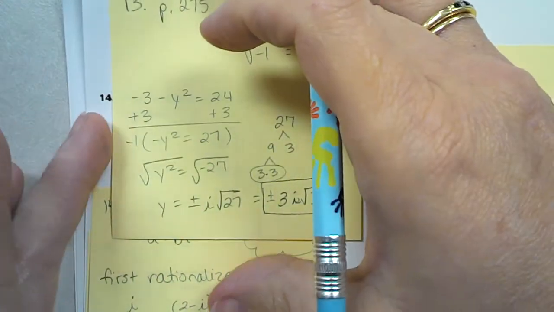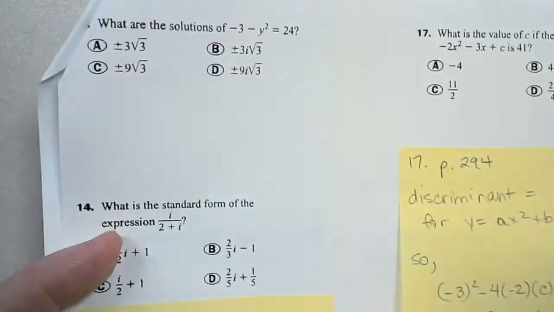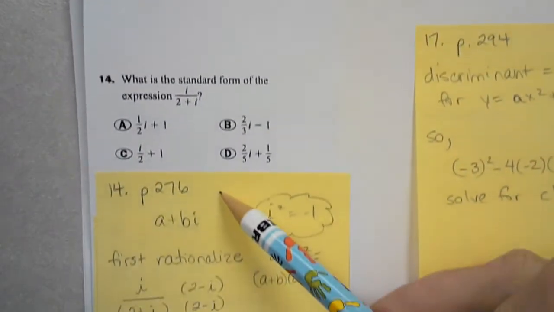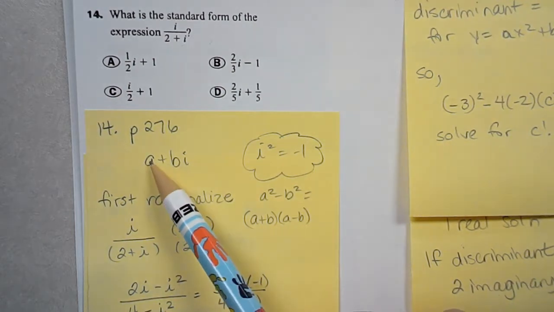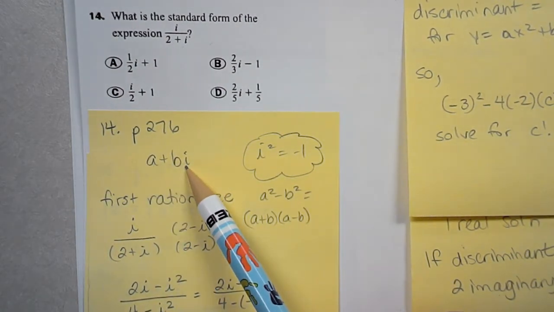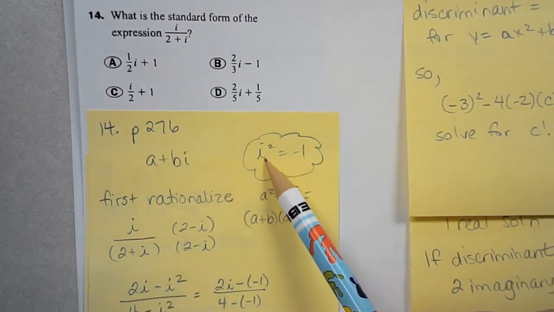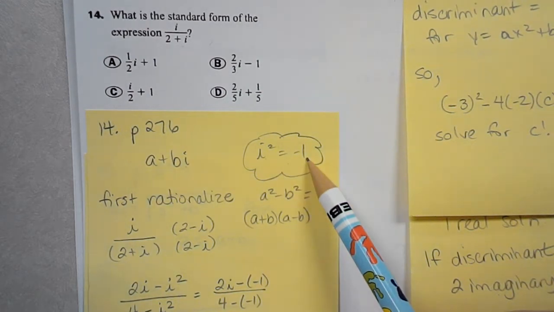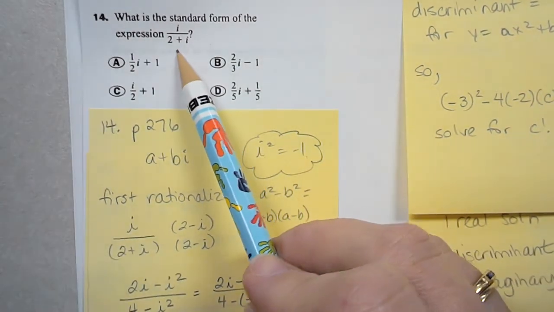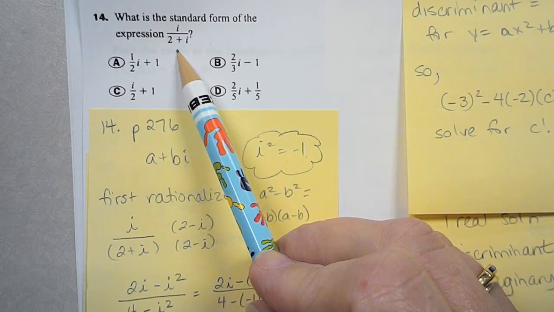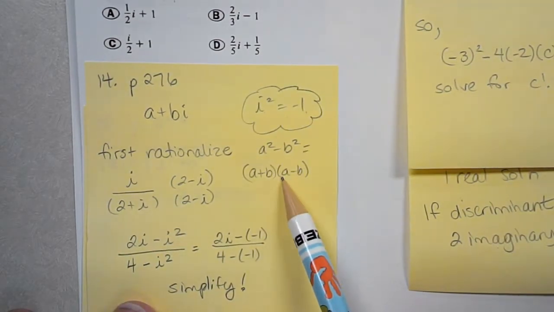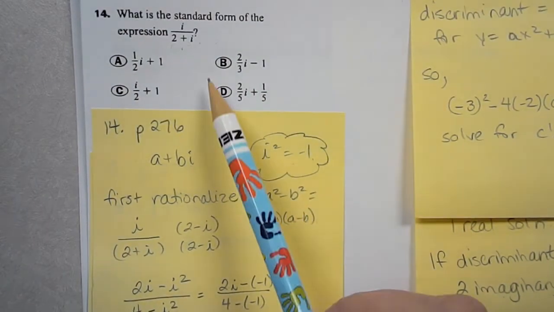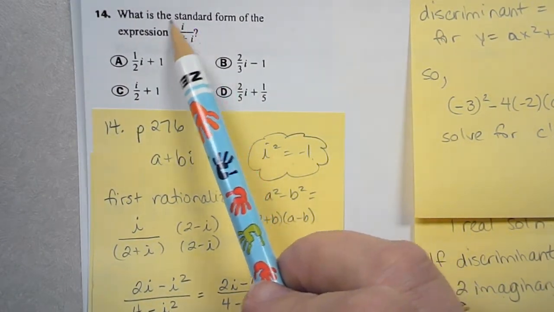Okay, number 14, there's some help on page 276, and they tell you the standard form is going to be a real and an imaginary portion. Remember that i squared is equal to negative 1, and so what you want to do is rationalize the denominator like we were talking about before. This is a plus b, so I'm going to use a minus b to get rid of the i in the denominator. That's what rationalizing is.